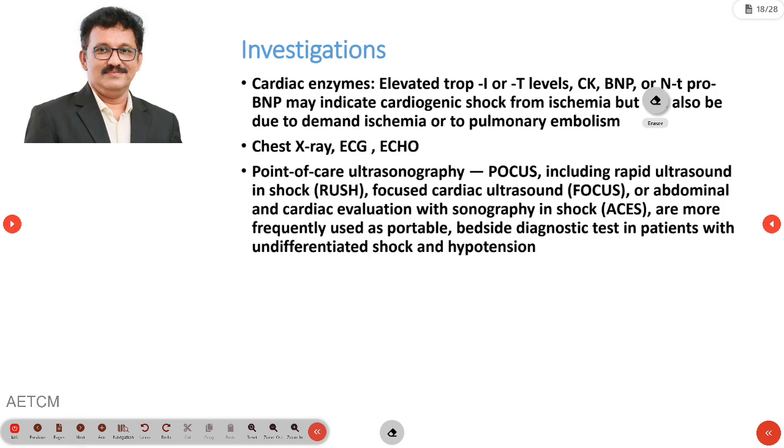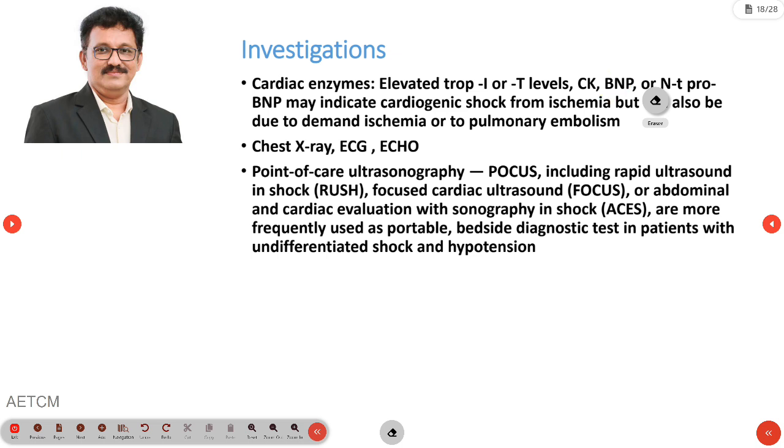Other investigations, like you can ask for chest X-ray, ECG, echo to know the status of the heart, cardiac ejection fraction. You can see the chest X-ray for bilateral pulmonary edema or any other infections. You can ask BNP to rule out cardiac failure. Then you can ask troponin I, troponin T to see whether there is any cardiac problem. So, BNP is a very important test.